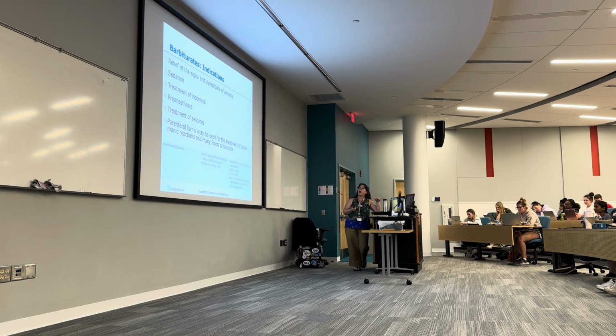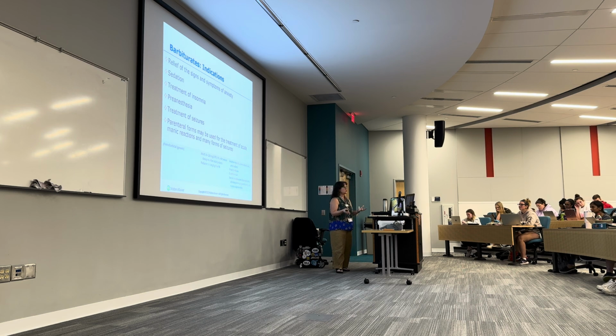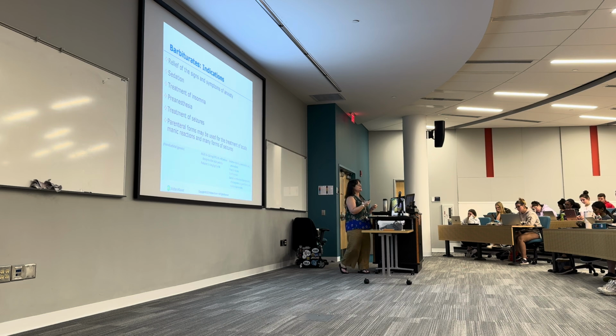Any questions on the mechanism of action? Okay, so when do we give this? Relief of signs and symptoms of anxiety, though not the first line treatment. Sedation, if we need to sedate our patient. Treat them for insomnia, pre-anesthesia, like I said. Treatment of seizures, and this is where I've seen phenobarbital. This is the drug on your list that goes with this class. Barbiturates is a class, and phenobarbital is the drug underneath barbiturates.